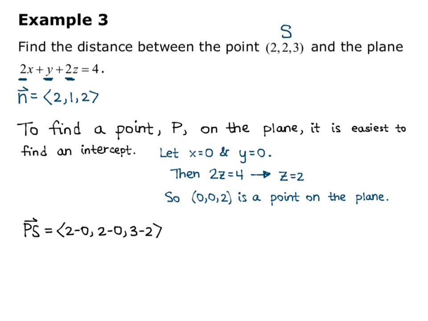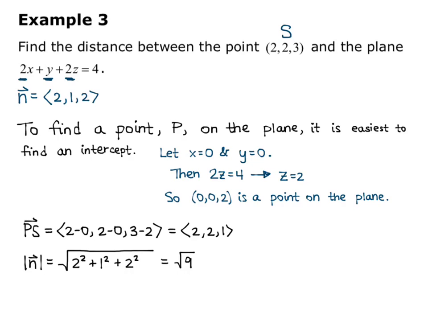PS equals the components of S minus the components of P, so the vector (2 - 0, 2 - 0, 3 - 2). So PS equals (2, 2, 1). The magnitude of n equals the square root of each component of n squared and summed up. So the square root of 2 squared plus 1 squared plus 2 squared. That equals the square root of 9, which is 3.